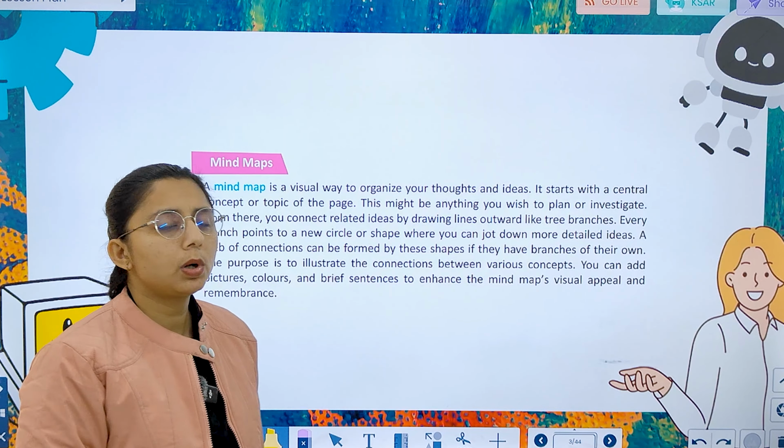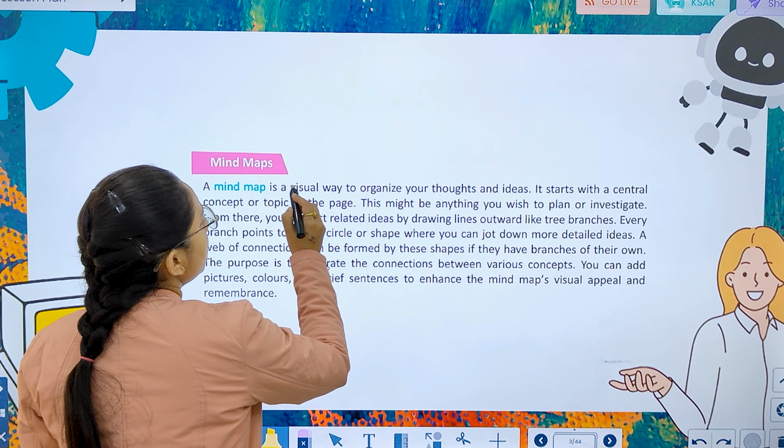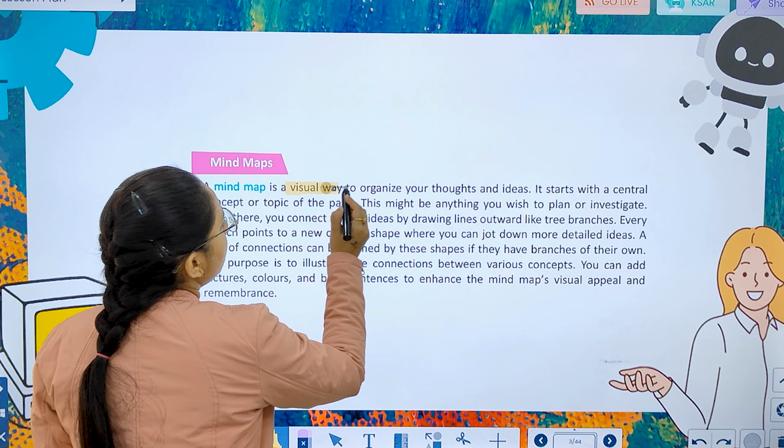So, mind maps. What are mind maps? A mind map is a visual way to organize your thoughts and ideas. These are the visual ways through which we can organize our thoughts and ideas. It starts with a central concept or topic of the page. This might be anything you wish to plan or investigate. From there, you can connect related ideas by drawing lines outwards, like we have 3 branches.